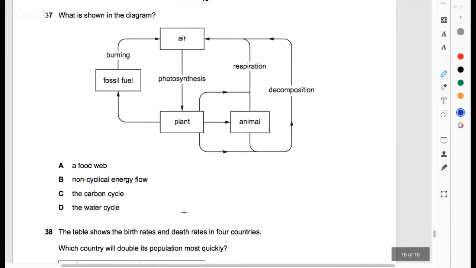What is shown in the diagram? So we have a diagram showing fossil fuel being burned, transferring something to the air, photosynthesis, transferring stuff from the air back to a plant, plants being turned into fossil fuels, plants being eaten by animals, animals respiring and turning this thing back to the air, animals dying and decomposing and turning this thing back to the air. So this is the process of carbon being moved around, isn't it? Because all these arrows represent carbon being moved. So this is the carbon cycle. C is the correct answer.